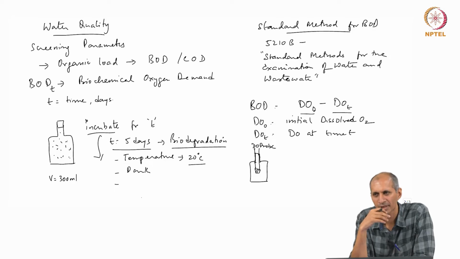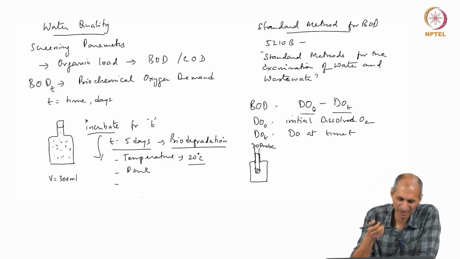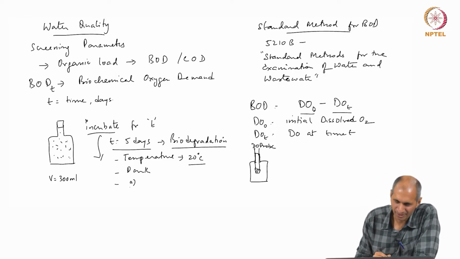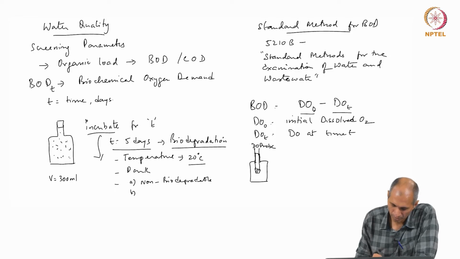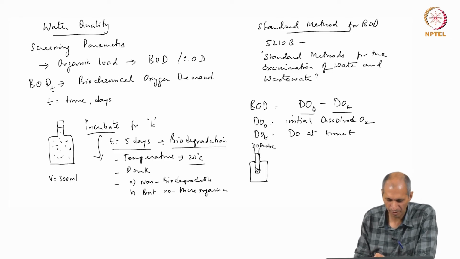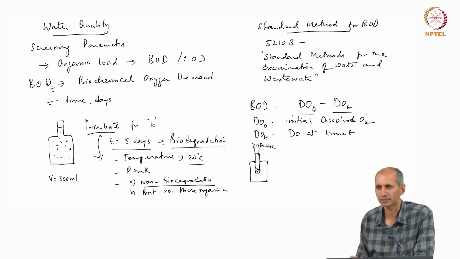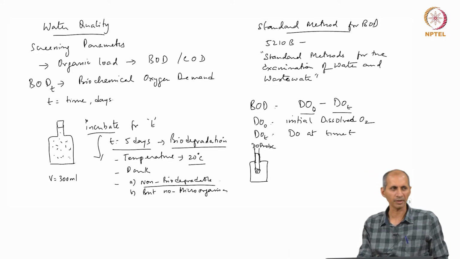What is the second possibility? No biodegradable organic matter. Is there another possibility? That covers it. There could be organic matter, but it is not biodegradable. So, it is quite possible that it is non-biodegradable. Or it is biodegradable, but does not contain microorganisms. If it is non-biodegradable, you can't do anything about it. You can't use this method no matter what.